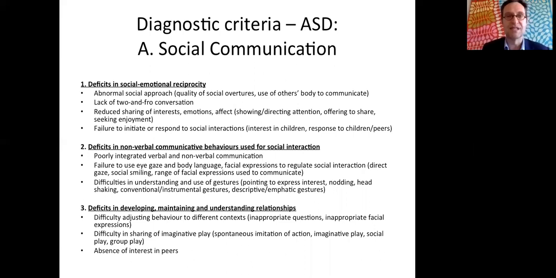So we might see unusual social approach. People might have unusual overtures, so the way they approach you. They might use somebody else's body as a tool, for instance, to take them and lead them to things. They might struggle with to and fro conversation. It might be either one-sided or not at all, or a monologue, not picking up that others want to speak. There might be reduced sharing of interests or emotions, for instance, showing or directing attention, offering to share, sharing or seeking enjoyment with other people.